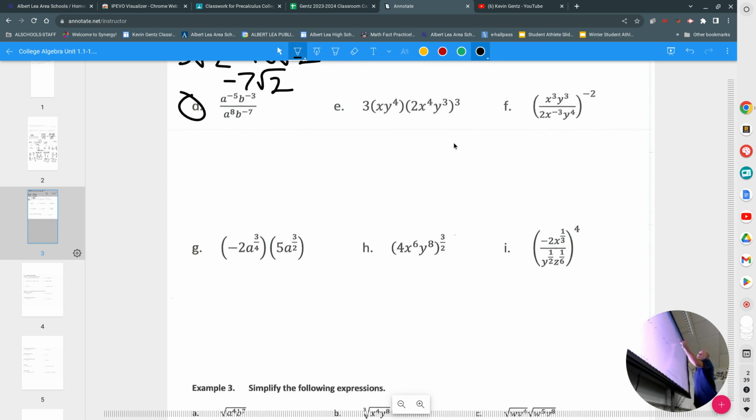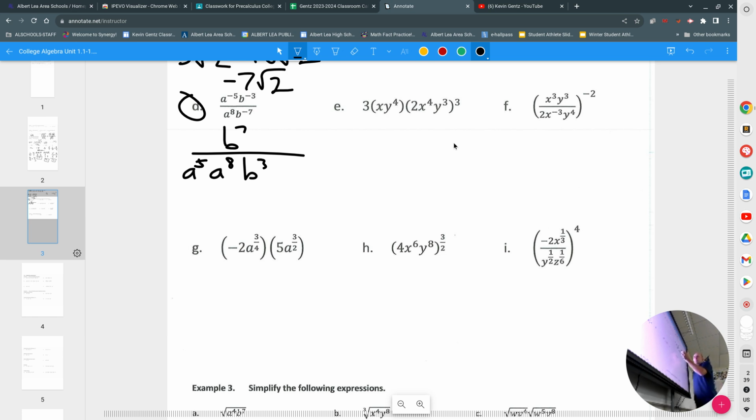And so in this situation, I'm going to bring a to the fifth to the bottom. It's going to join the a to the eighth. The b to the seventh moves to the top, and b to the third moves to the bottom. So if we have negative exponents, move them to where they're not.